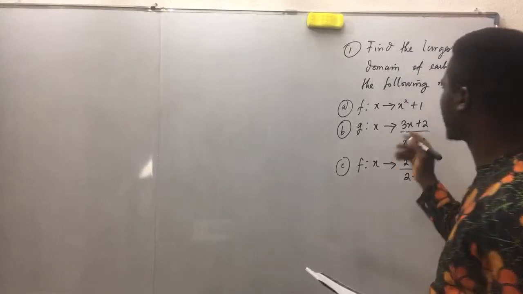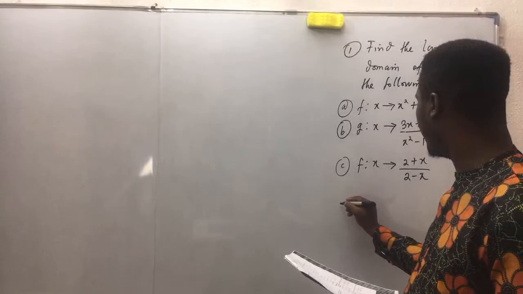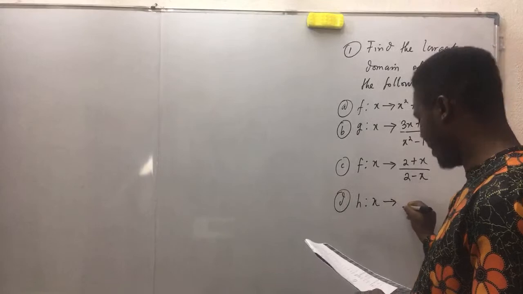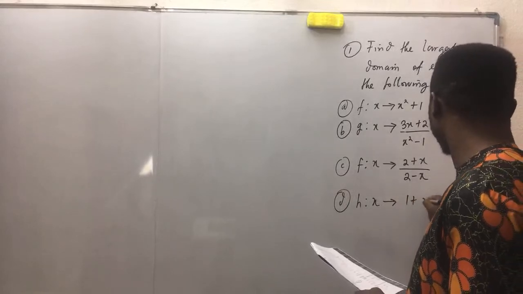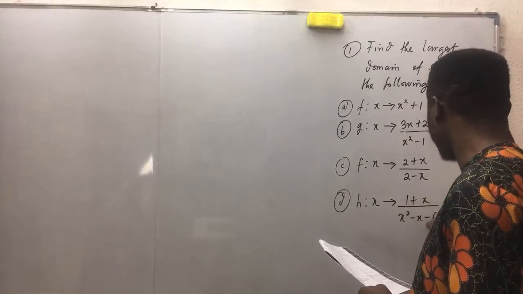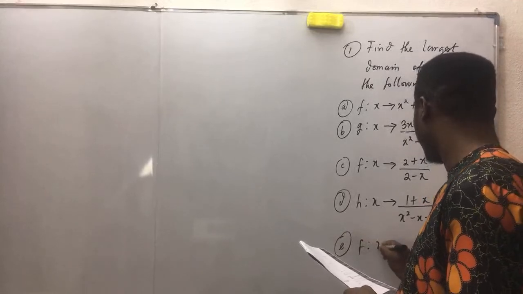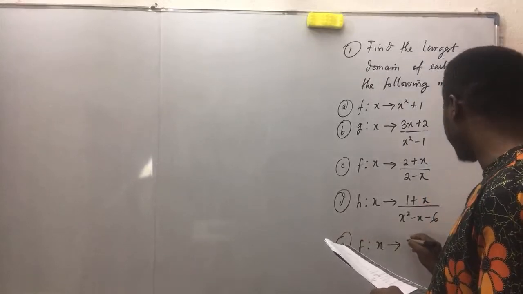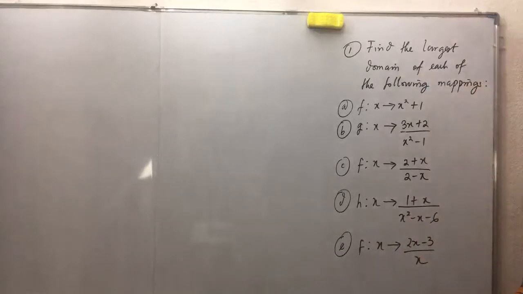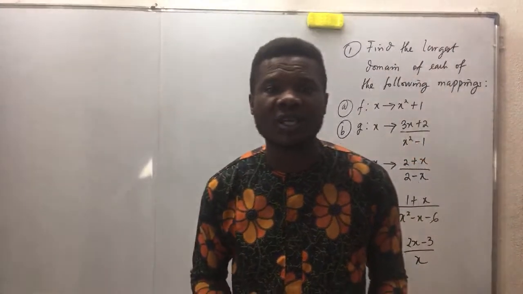So I'm writing out the questions for today. We have question D, H is a mapping from X into 1 plus X over X squared minus X minus 6, and E finally is a mapping that takes an element X and assigns to it an element 2X minus 3 all over X. Now, please take note, guys. I'll be choosing at random. I'll be solving these questions at random.